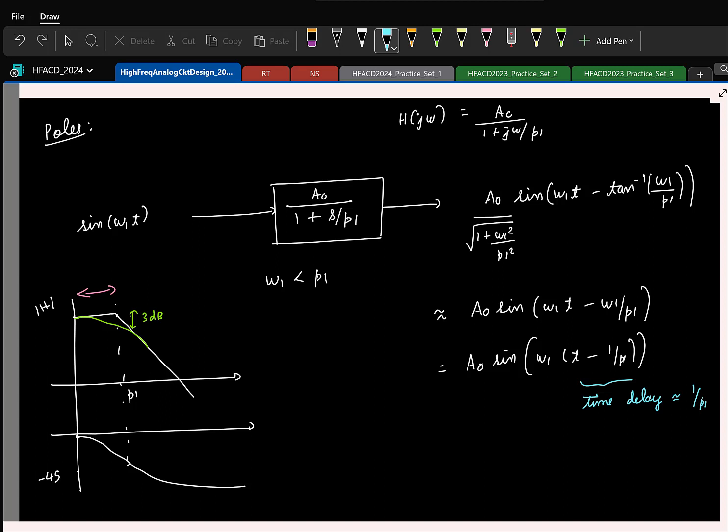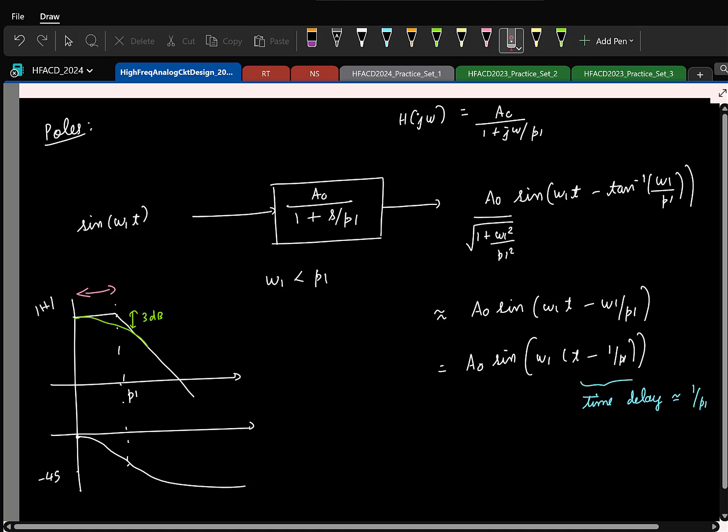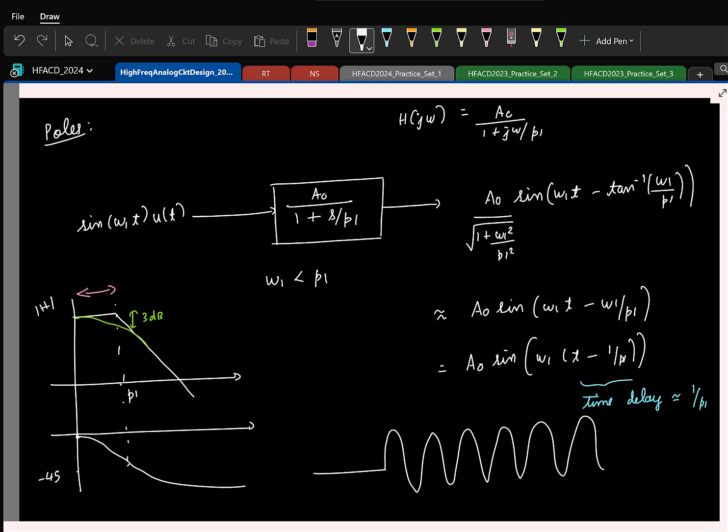Please note that this is only in the steady state, right? Because finally you'll apply some input like sine omega 1 t u of t, which will be 0, and then you apply the sine wave. This is the input, right? So when I apply the input suddenly, there will be some transient here in the output, and in steady state we'll have the waveform looking like this, where it looks like a delayed version of the sine. Here something will happen and it will build up slowly.